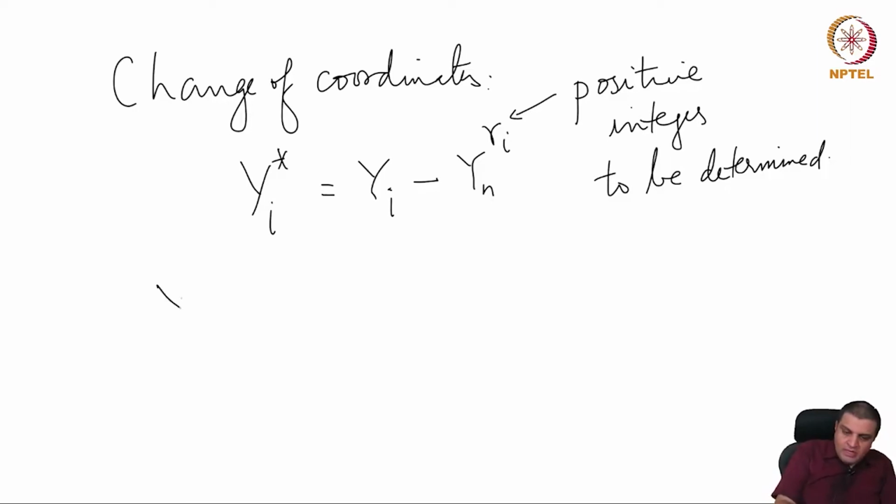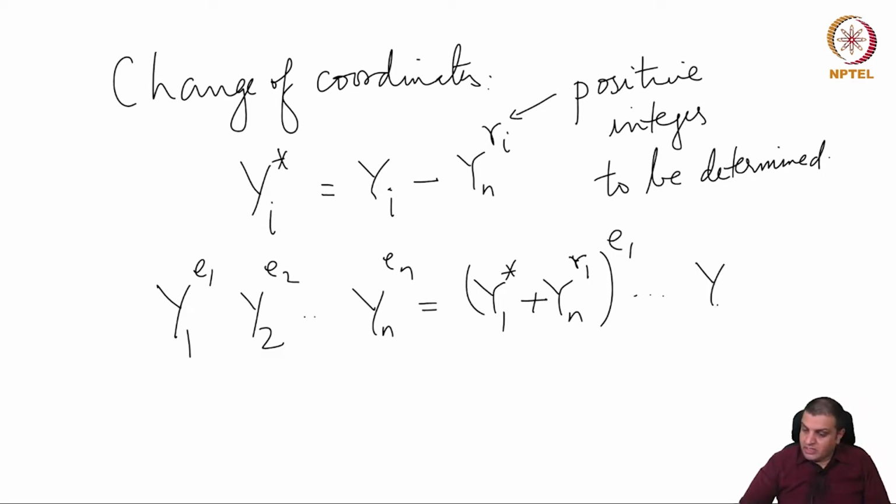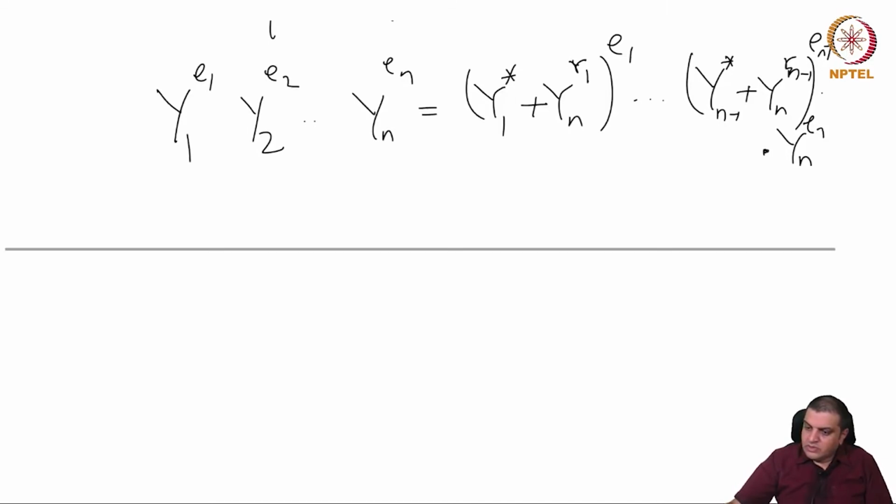Okay. So then a monomial of the form y1 to the e1, y2 to the e2 up to yn to the en, under this change of coordinates, is the same as (y1 star plus yn to the r1) to the e1 and so on, up to (yn minus 1 star plus yn to the r(n-1)) to the e(n-1), and then one more term yn to the en. Okay. So this is the expression that we get.